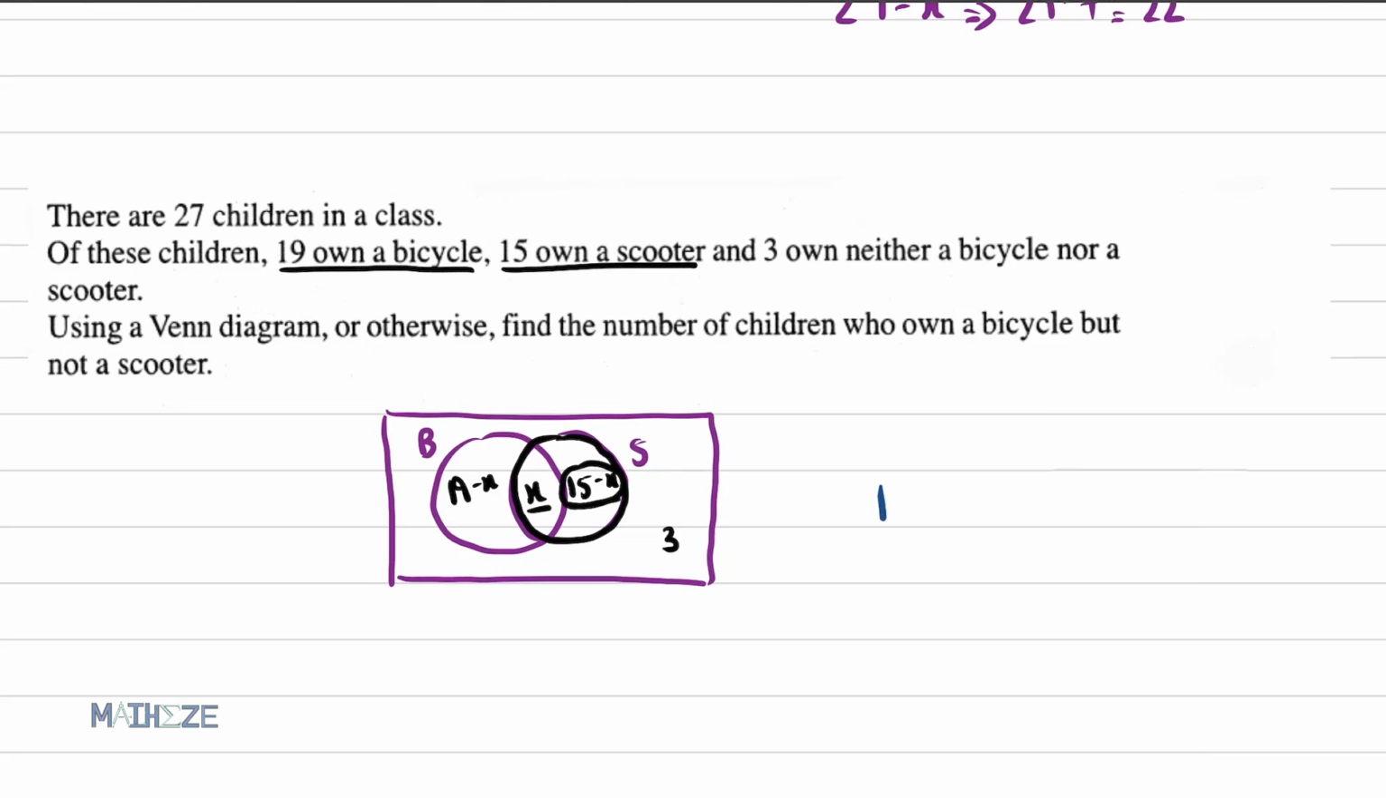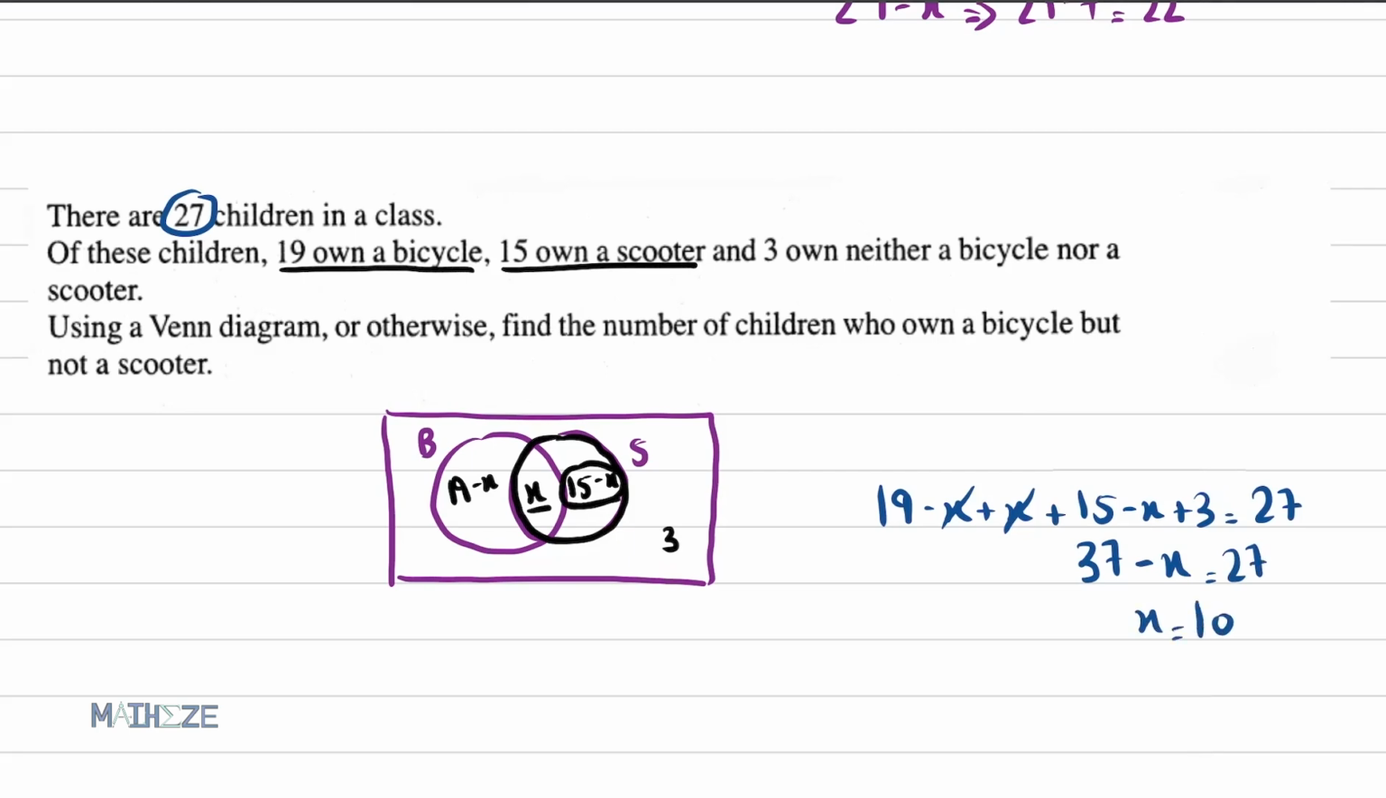It's going to be 19 minus x plus 15 minus x plus 3 is equal to how many people were there in the question? 27. Can I cancel this? Guys, what's 19 plus 15? 34. 34 plus 3 is what? 37. It's going to be 37 minus x equal to 27. What's the value of x then?